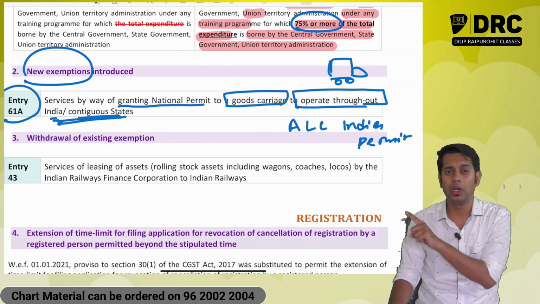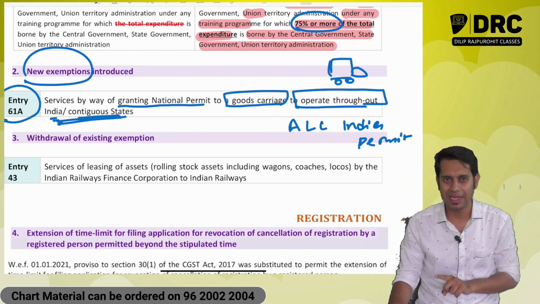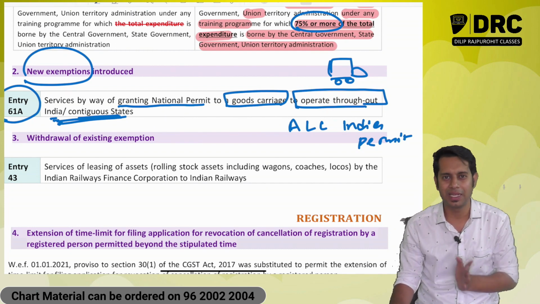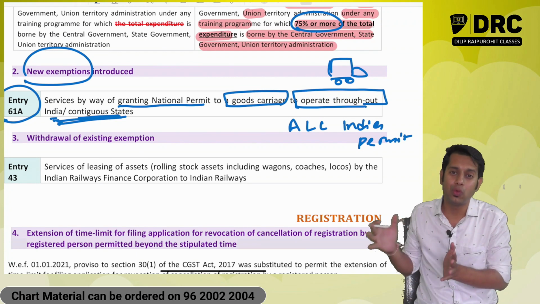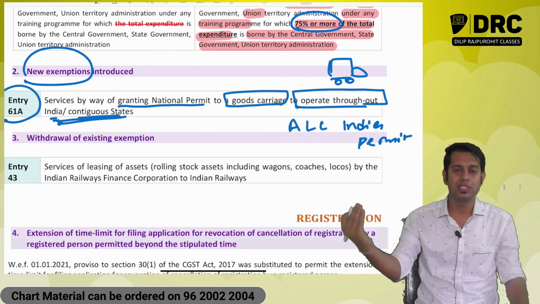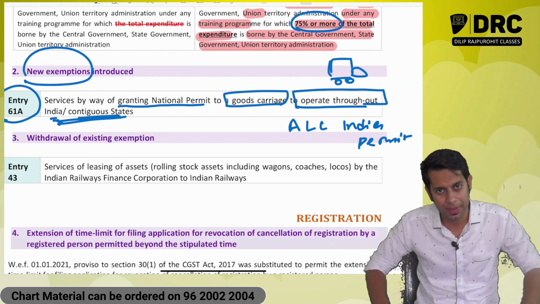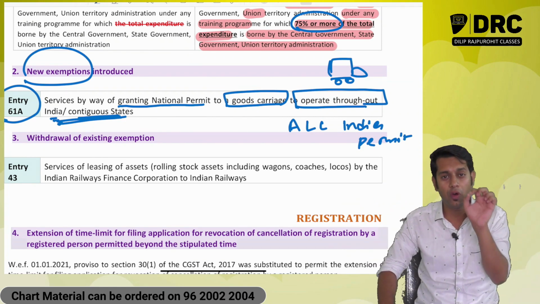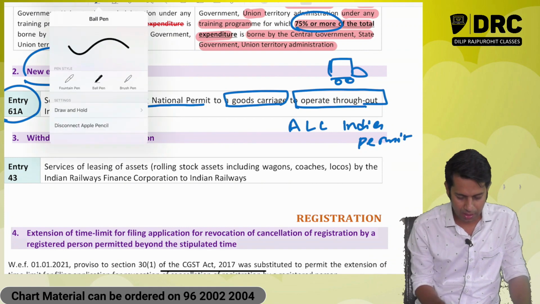Please note, this is only for goods carriage vehicles. It is not for passenger carriage. Sir, Ola has vehicles for which it is taking registration and they are taking passengers all over the country. Is the exemption available? The answer is no. It is only for goods carriage. That is important. National permit.